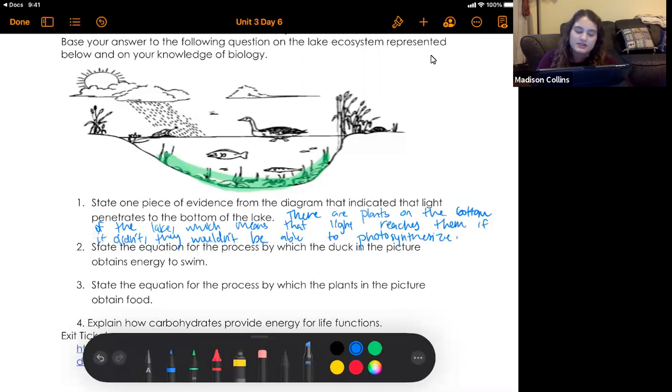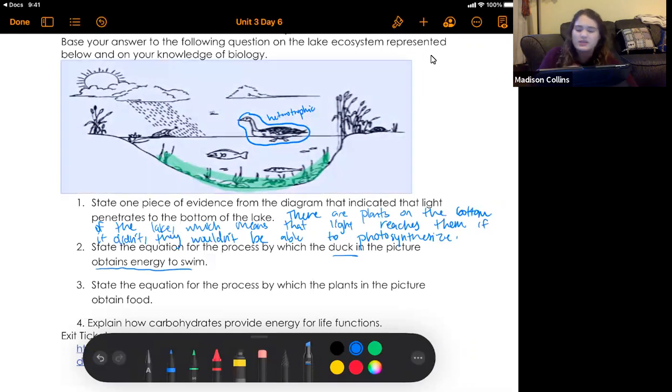All right, question 2, state the equation for the process by which the duck in the picture obtains energy to swim. So this duck right here is not a plant. He's an animal. Therefore, he has to eat other organisms in order to produce his food. He is a heterotrophic organism. But in order to produce his energy, he has to do something else called cellular respiration.